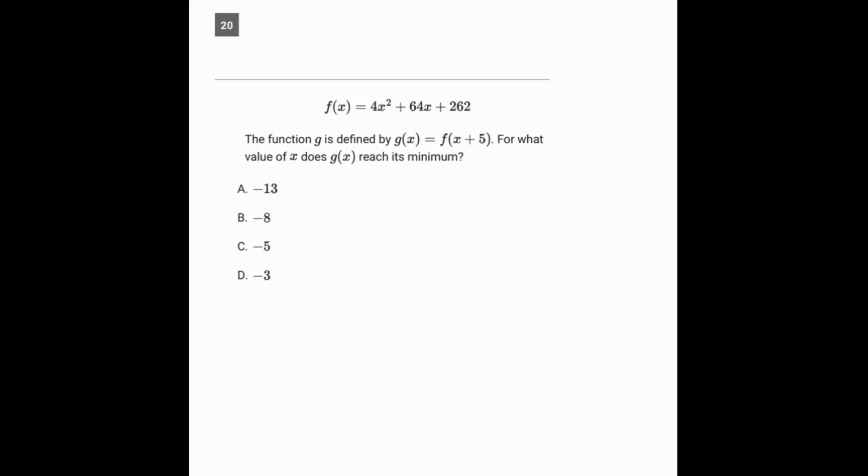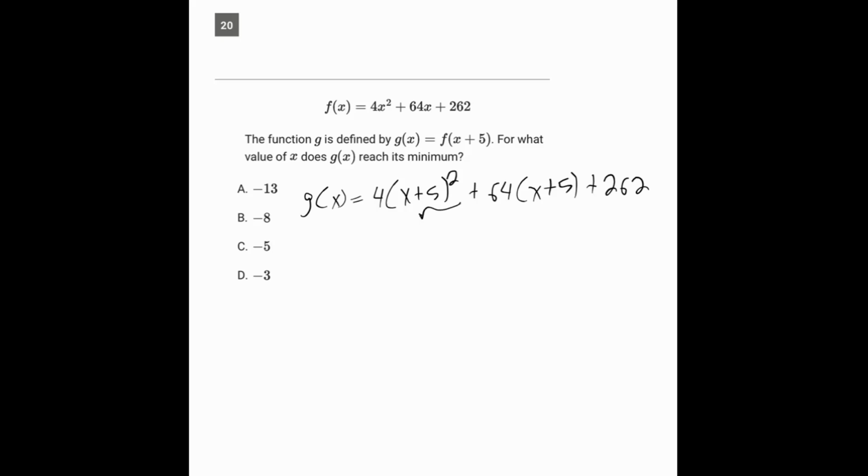Now let's go to question 20. This is a question that has too many ways that you can do it. One way is to say, okay, well, if g of x is what you get when you plug in x plus 5 for f of x, then g of x would look like this. 4 times (x plus 5) squared plus 64 times (x plus 5) plus 262. Then we'd have a little legwork to clean this up.